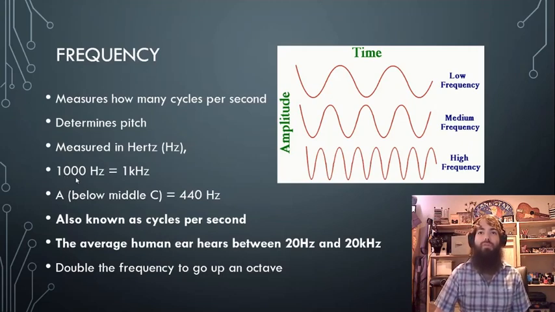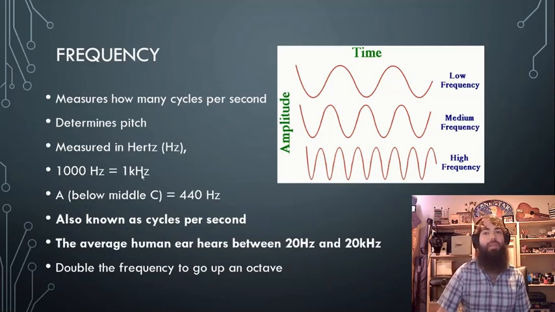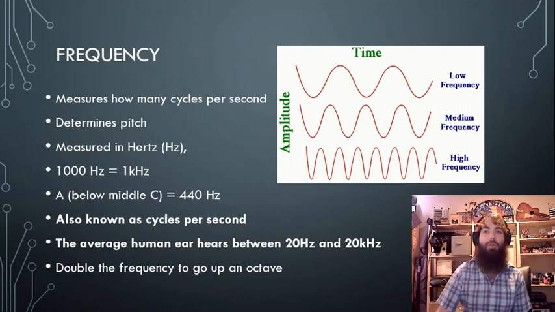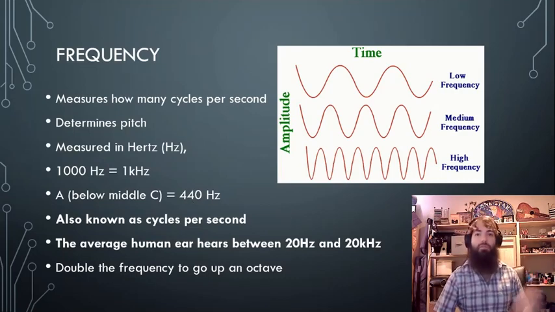1000 hertz would typically be represented as 1 kilohertz, the K for 1000. Middle C, or rather the A below middle C, is 440 hertz. Frequency is also known as cycles per second. The average human hears between 20 cycles and 20,000 cycles per second. That's important. That will be on lots of the quizzes. Ultimately, it's just something to know. Every time you double your frequency, you go up an octave. So if we start at 440 and double that, it'd be 880, which would still be an A, just an octave up in pitch.